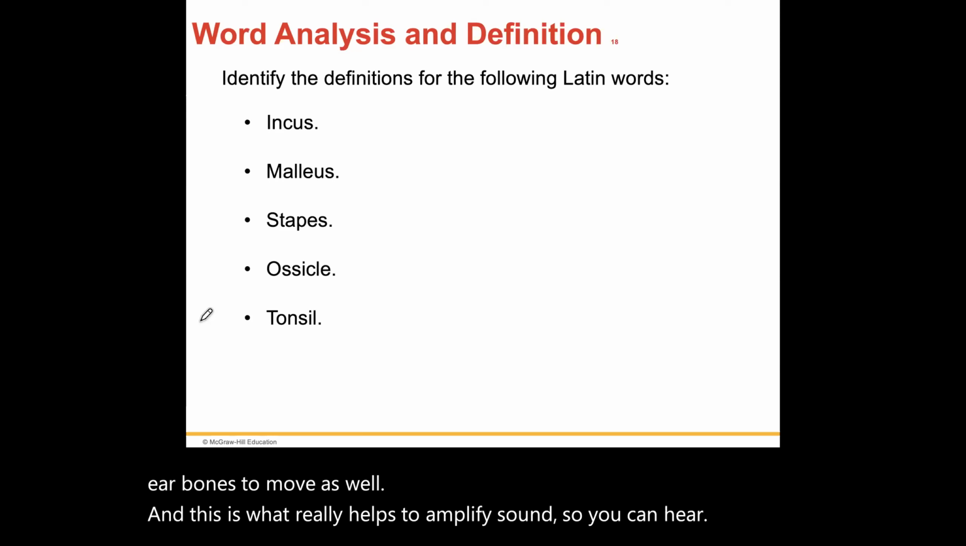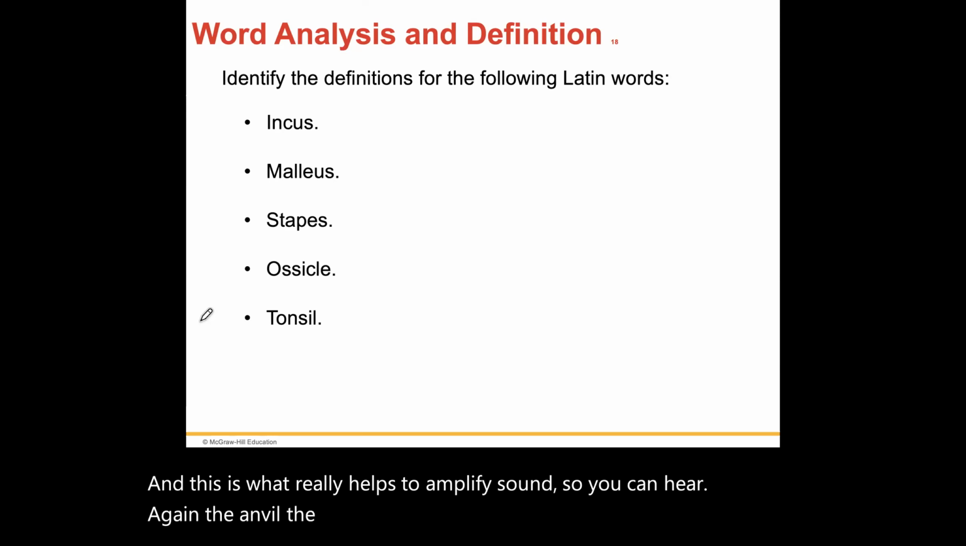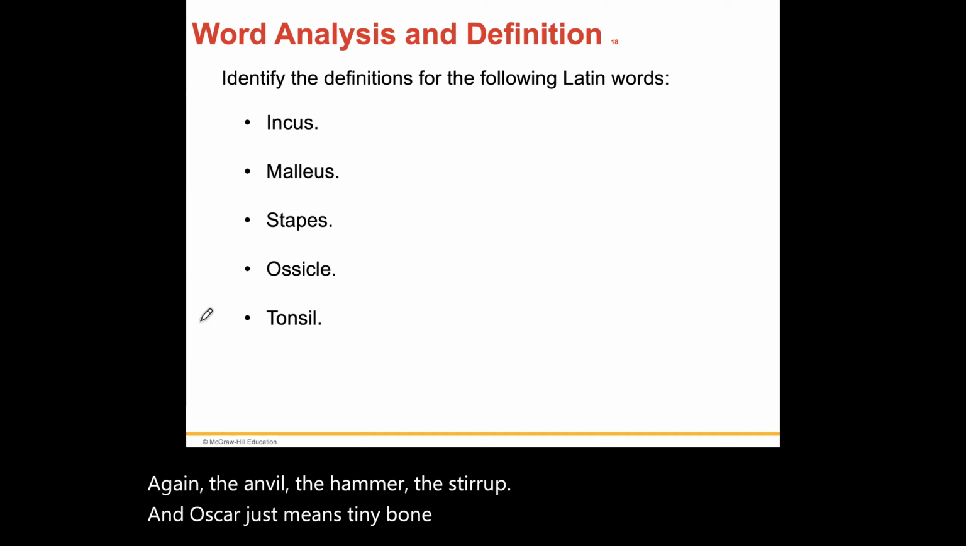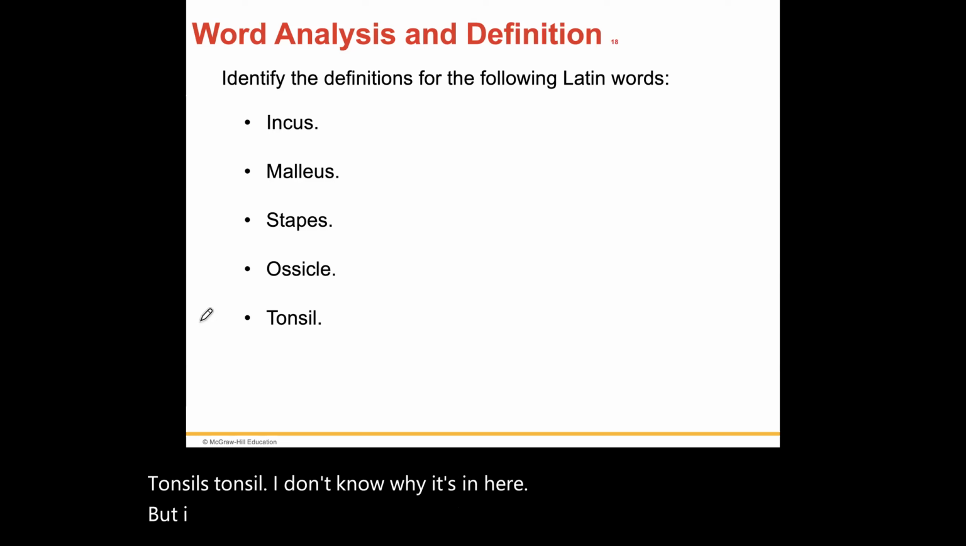Again, the anvil, the hammer, the stirrup, and ossicle just means tiny bone. Okay, small bone. Tonsil is tonsil. I don't know why it's in here. Okay, but I described those when I was pointing out everything earlier.